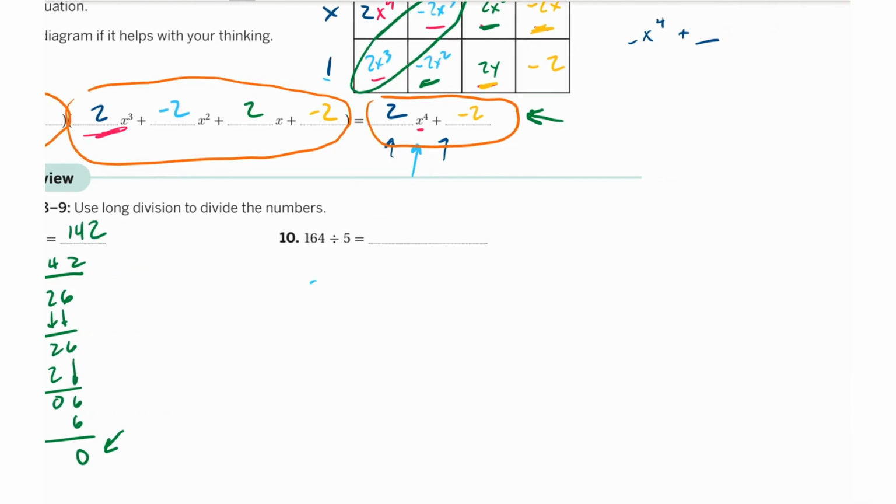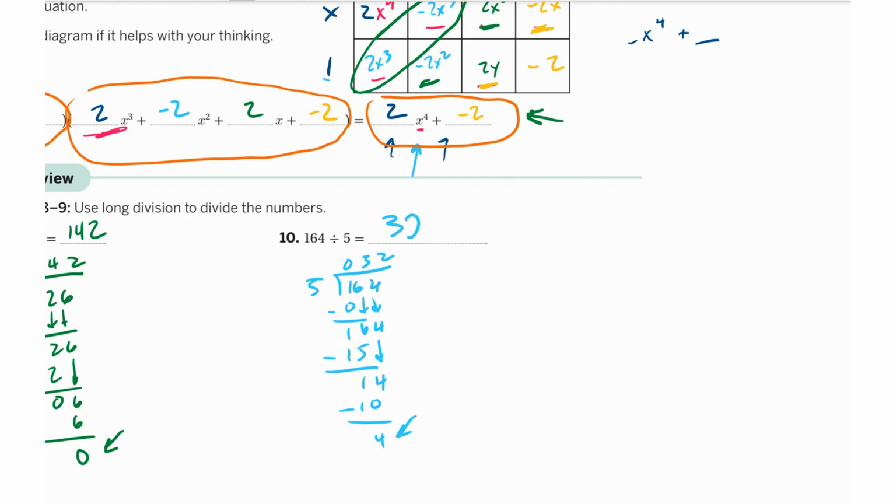Number 10, 5, how many times does that go into 164? Well, it goes in 0 times here, and I'll go ahead and multiply and subtract and bring down just to stay consistent. 5 goes into 16 3 times, subtract, bring down. 5 goes into 14 2 times, 10, subtract. And then because 5 does not go into 4, that means that's my remainder.